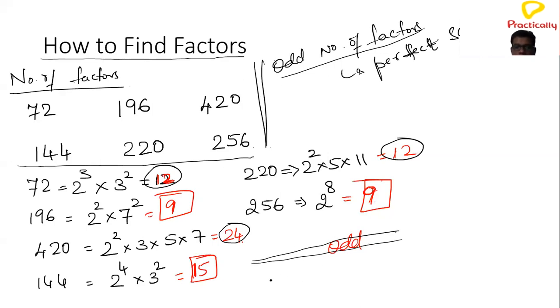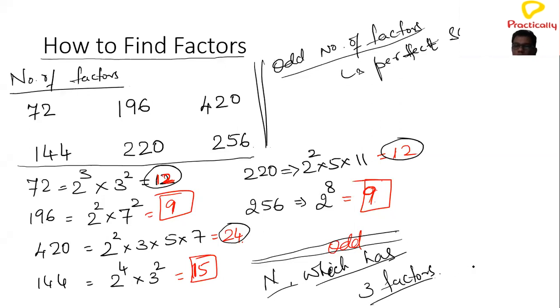So when there is a question that says there is a number n which has 3 factors, the first thing I know, I don't want to know what n is, but the first thing I know is n is a perfect square. Why? Because it has 3 factors. It may be any value. That is my second step of observation. But the first observation is that n is a perfect square.